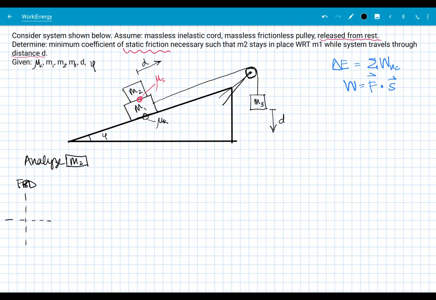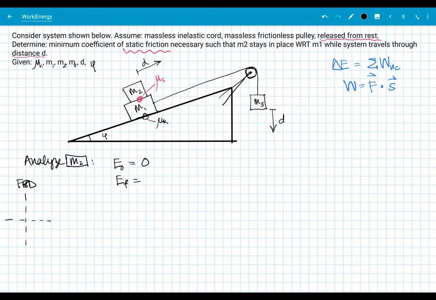We're going to use a rotated coordinate system. And that'll help us find our works. I'm actually going to begin this analysis by looking at my energies. So my initial energy for block two, remember we're told the system is released from rest. So I don't have any kinetic energy. And block two is at the lowest point it will be in the interval that I'm studying. So I don't have any gravitational potential energy here. There are no springs in the problem. There's no mechanical energy in block two initially.